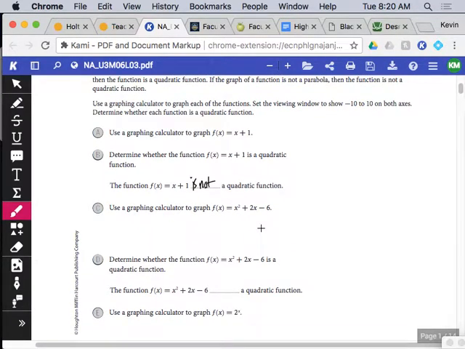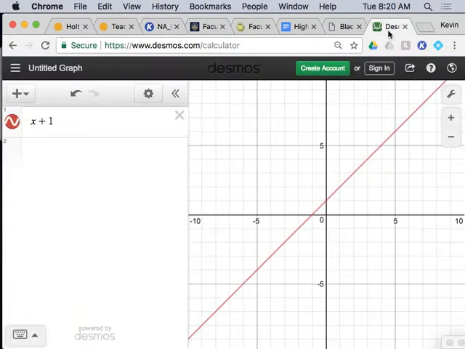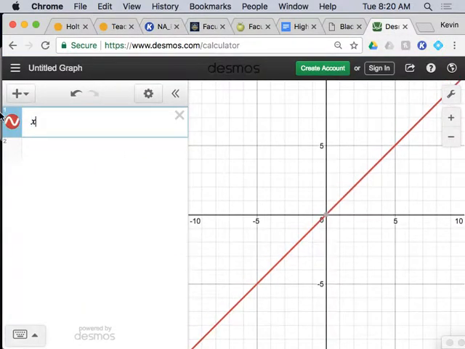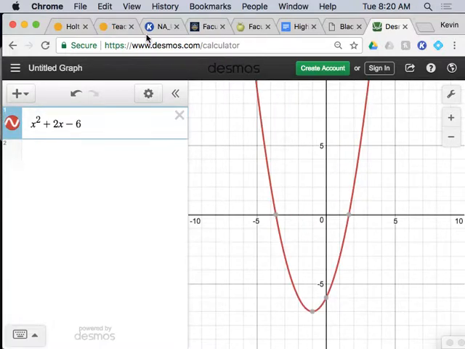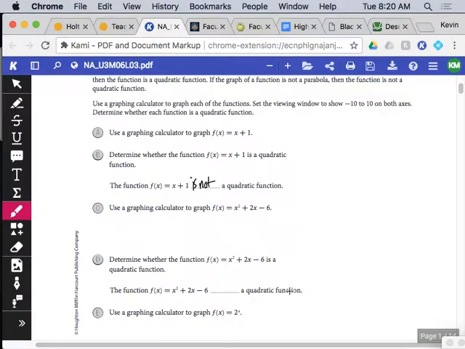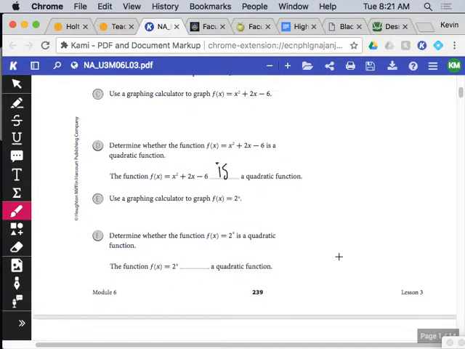All right, next one. X squared plus 2x minus 6. Based on what I told you, is that going to be a quadratic function? Yeah, it sure should be. Let's see. X squared plus 2x minus 6. Is that a parabola? Yeah, so is that a quadratic function? It sure is a quadratic function.